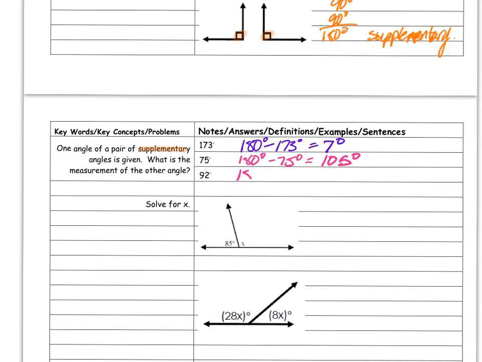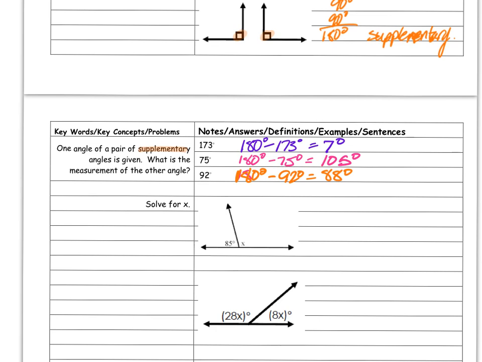And then 180 degrees minus 92 degrees should be 88 degrees. 180 degrees minus 92 degrees, yep, 88 degrees. Okay, and that's how we do it. Just instead of subtracting from 90, which is complementary, we're subtracting from 180, which is supplementary.